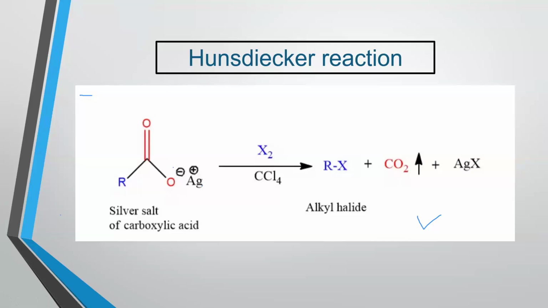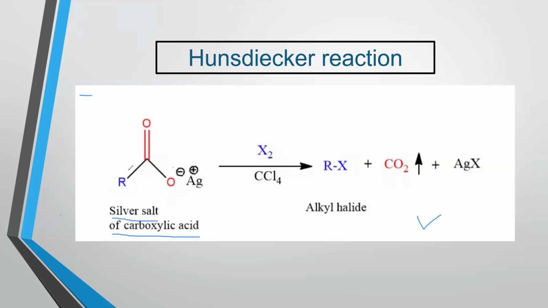This was asked in GPAT and also in NIPER 2020 or 2021. They have asked this question regarding the Hunsdiecker reaction, one time in GPAT and one time in NIPER. So this is the Hunsdiecker reaction. What is important is the silver salt of carboxylic acid. Also remember the starting materials. They also give you the name of the starting material and ask you the name of the reaction.